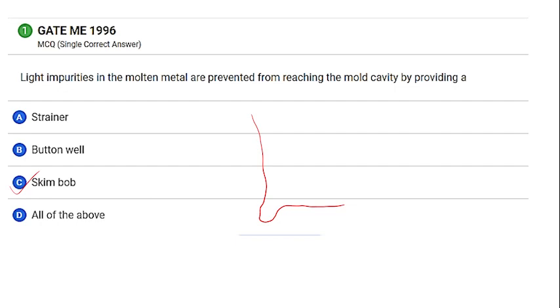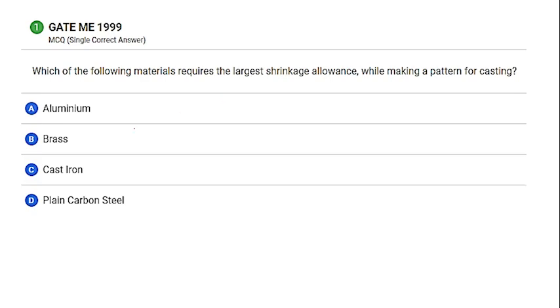No, ma'am. Okay, solve this question. Ma'am, D. B, okay. Aluminium. D, ma'am, D. Plain carbon steel. Okay, yeah, it's shrinkage allowance. Any doubt in this question? Is it D? Isn't it total shrinkage? Yeah, this is total shrinkage allowance. So it will be brass only.